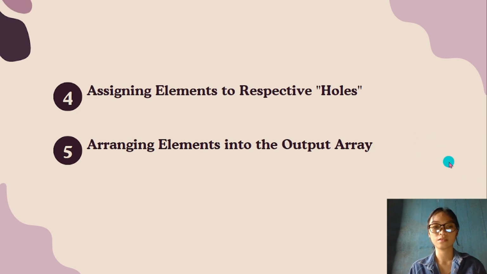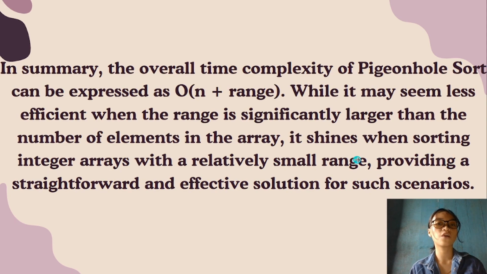Next. In summary, the overall time complexity of pigeonhole sort can be expressed as O(n) plus range. While it may seem less efficient when the range is significantly larger than the number of elements in the array, it shines when sorting integer arrays with a relatively small range, providing a straightforward and effective solution for such scenarios.